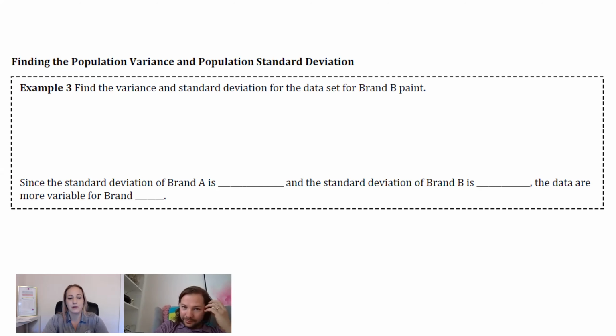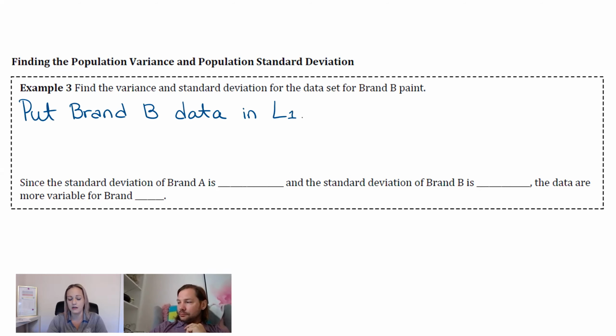So for example 3, we're going to find the variance and standard deviation for the brand B paint. Okay, so what you want to do is take your 6 data values for brand B and put them into a list in your calculator. So to do that, you're going to go to Stat and then Edit and type those values from brand B into, I usually always use L1, so just do that.